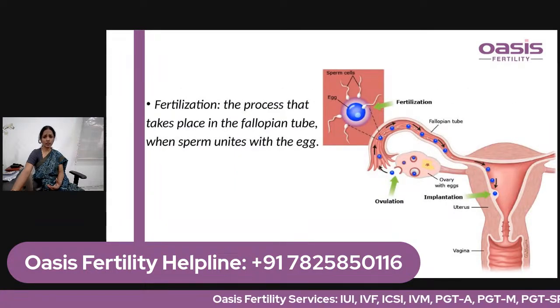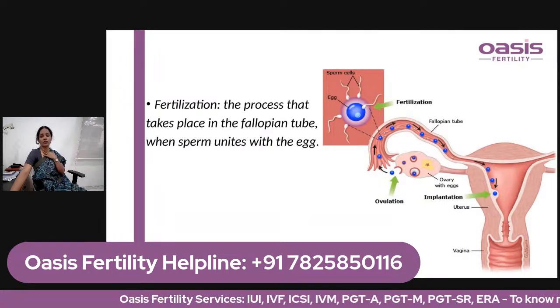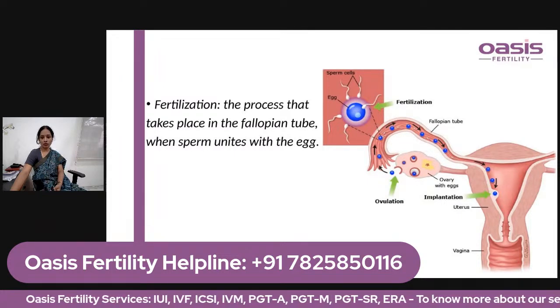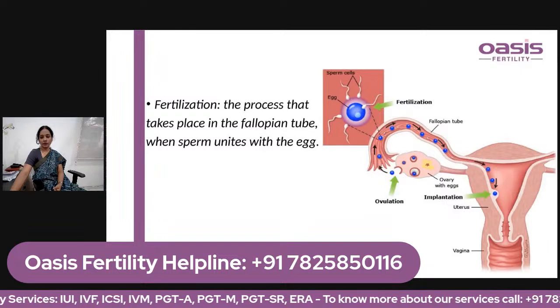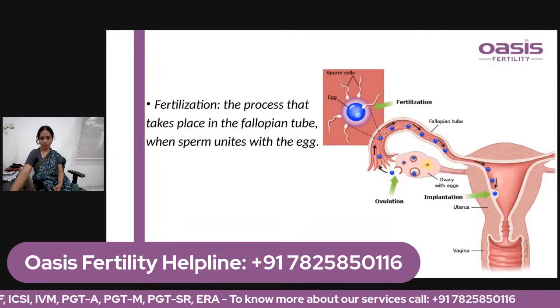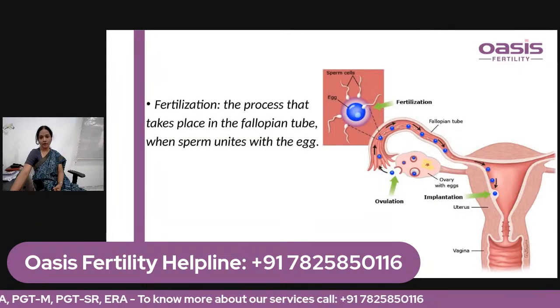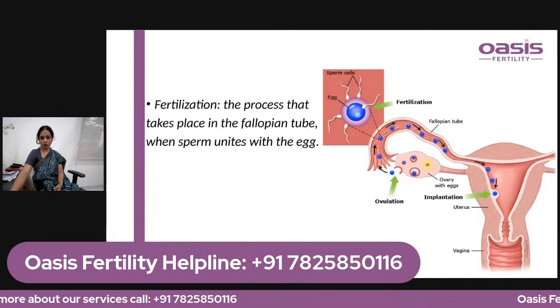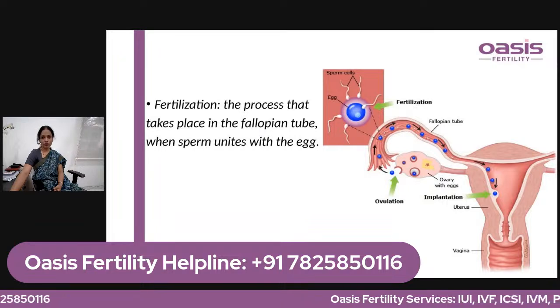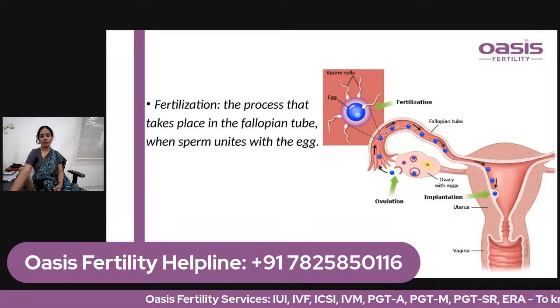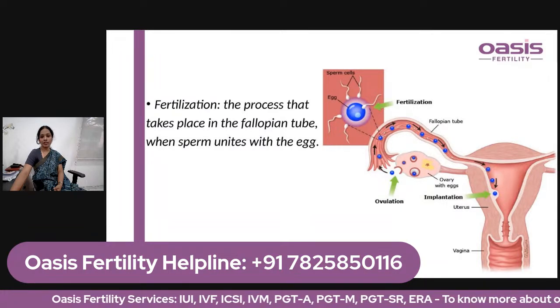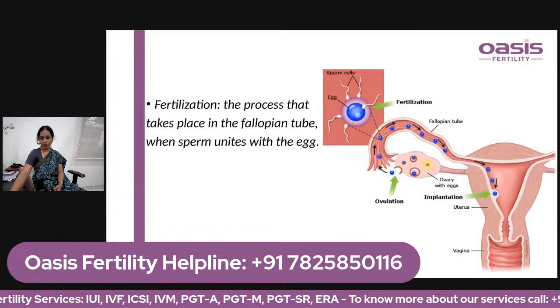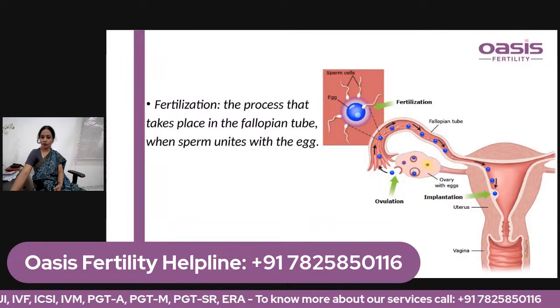So after ovulation, that is fertilization. The egg is picked up by this end of the fallopian tube, and it is transported in the fallopian tube where it meets the sperm cells. This part of the fallopian tube is the site of fertilization, where the egg is fertilized by the sperm cell. Once fertilization happens, sequential development of the embryo happens.